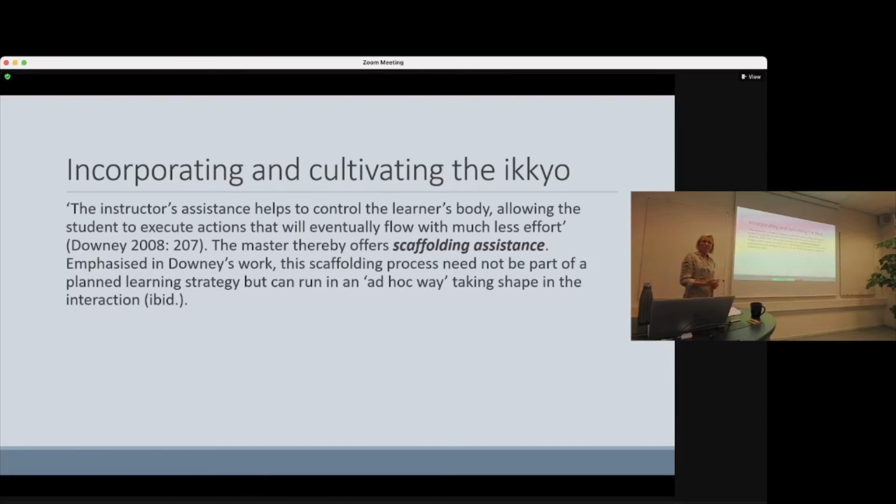So he will guide me so I can perform the different technique with much less effort. This is from Greg Downey's work on capoeira. The master thereby offers scaffolding assistance. So he helps me direct my awareness of what I should be aware of now in the way I know the skill.